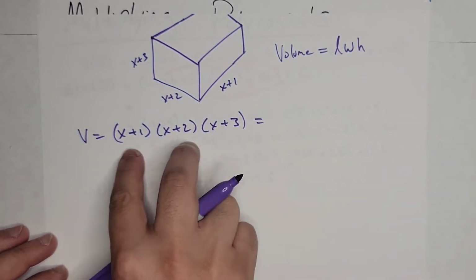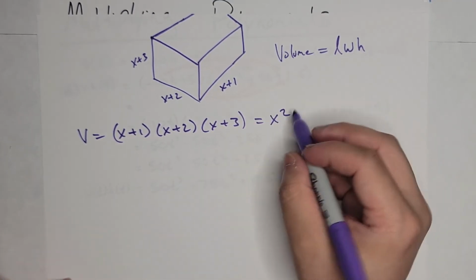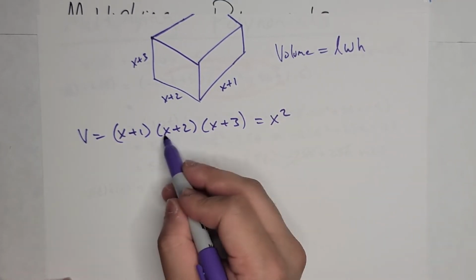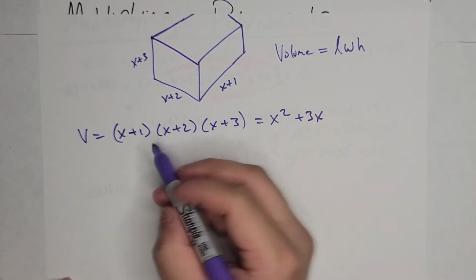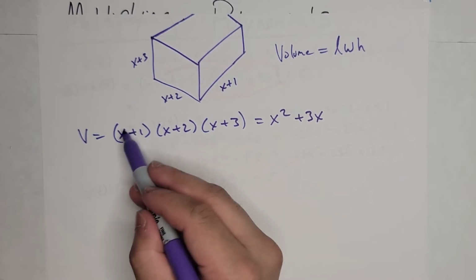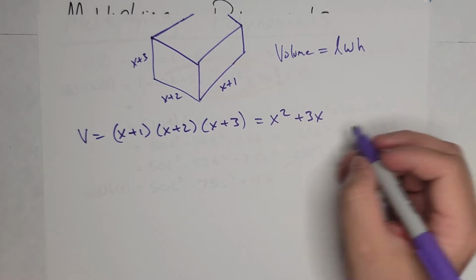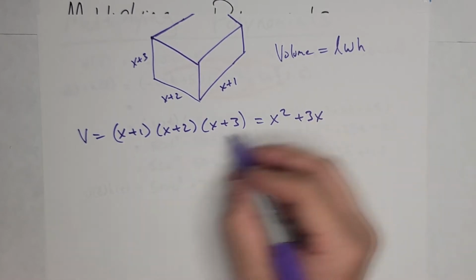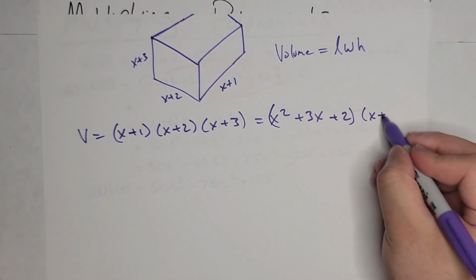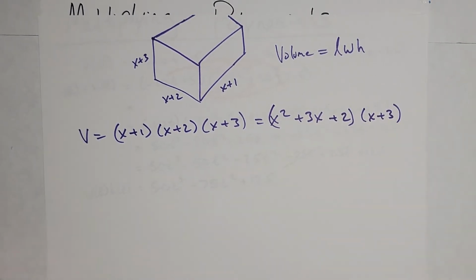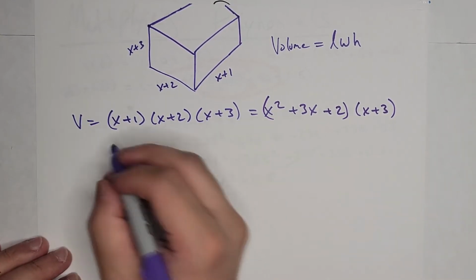First, let's multiply these two. x squared plus 2x plus x, so plus 3x. So if you are confused, I multiplied that to that 2 and that to that 1. So I get 2x plus 1x is 3x plus 2. Now let's multiply this binomial into this trinomial.